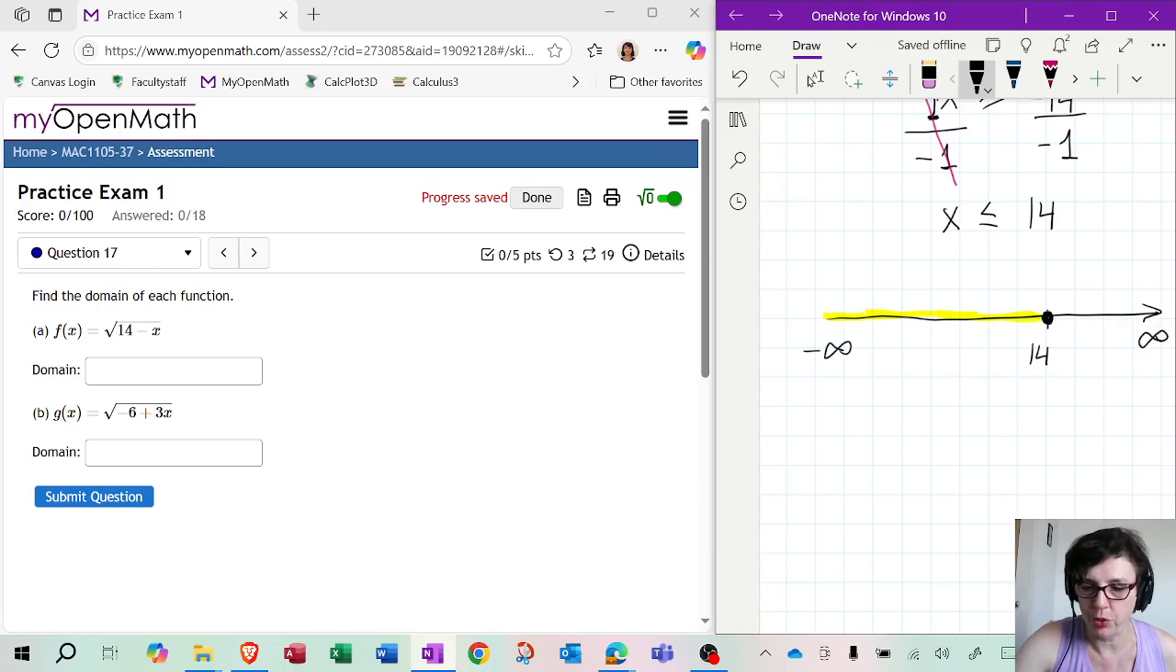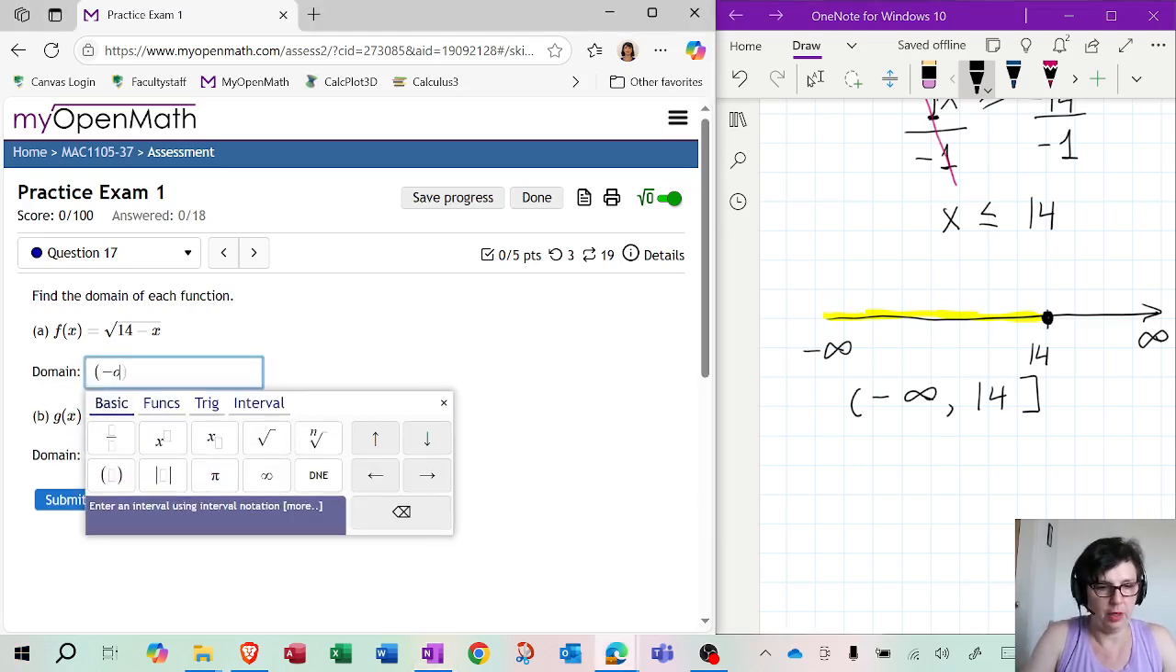And also when you specify the interval, always go from left to right. So it should be from -infinity to 14. And 14 itself is included, so you're going to need the square brackets, not parentheses. Okay, so that's going to be the answer here.